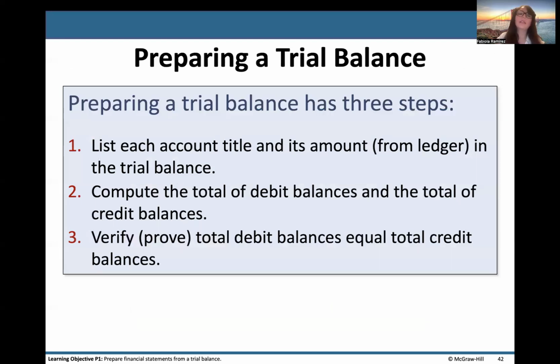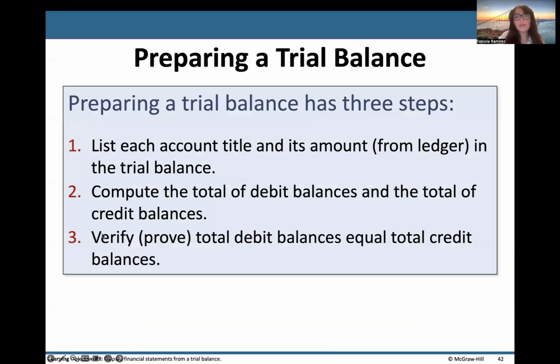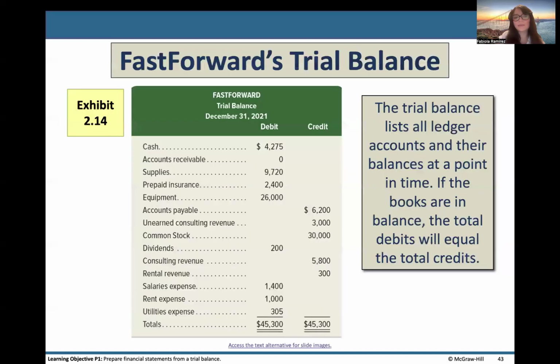Step 1 would be to list each account title and its amount from the ledger in the trial balance. So you are essentially just taking your totals and reporting it. Step 2 would be to compute the total of debit balances and the total of credit balances. Step 3 would be to verify or prove that total debits equal total credits. Better noted with an example.